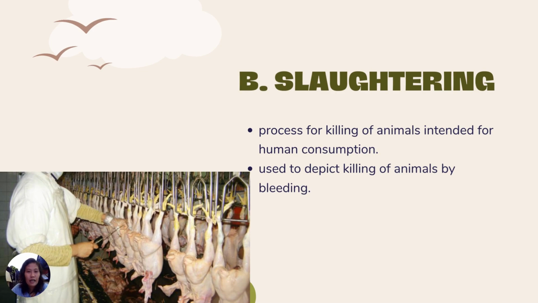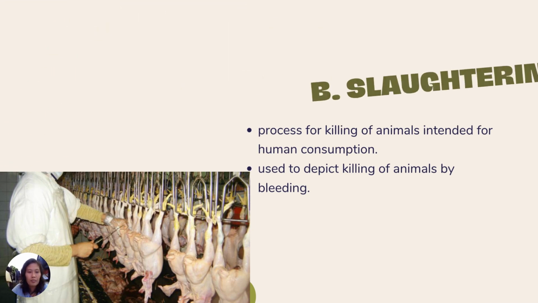The second is the slaughtering. Slaughtering means process of killing of animals intended for human consumption. So used to depict killing of animals by bleeding.